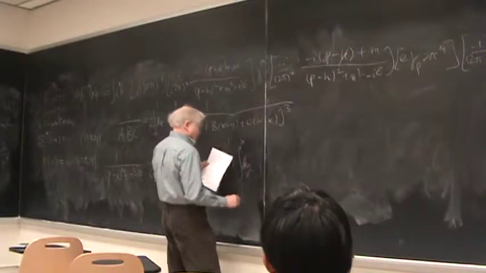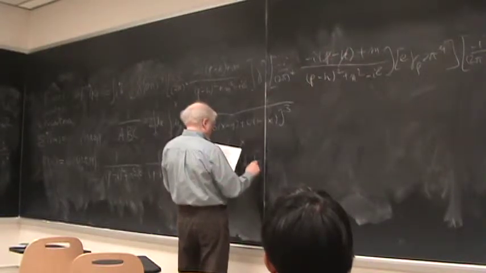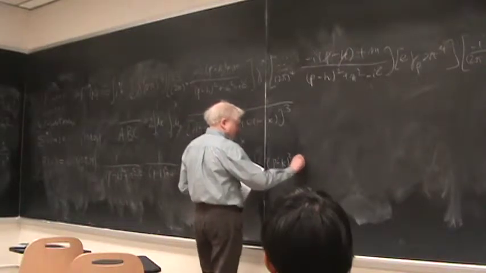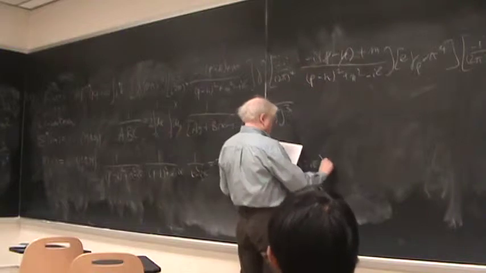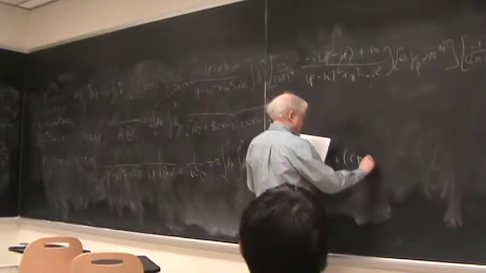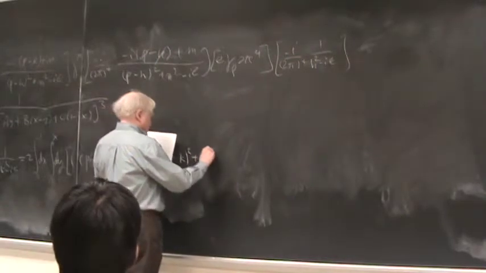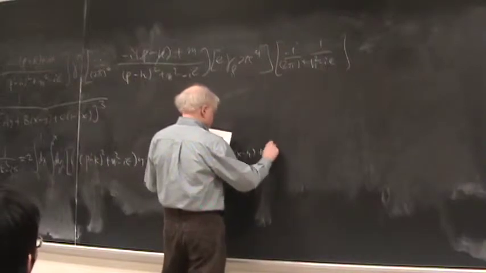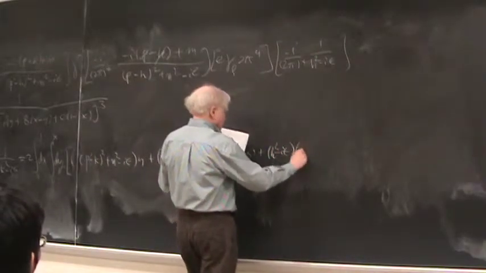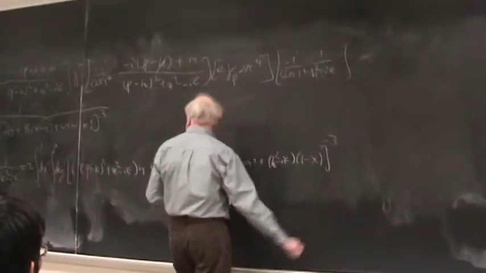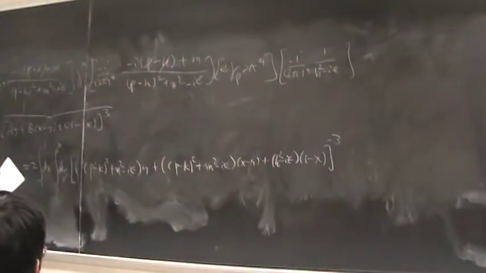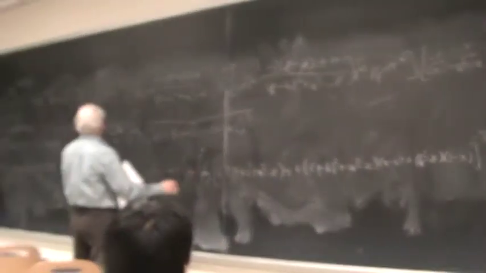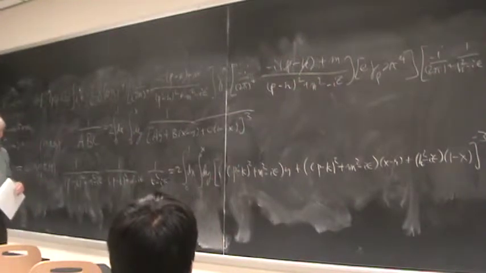Okay. And so this thing is a big denominator. (p prime minus k) squared plus m squared minus i epsilon times y, plus (p minus k) squared plus m squared minus i epsilon times (x minus y), plus k squared minus i epsilon times (1 minus x), all cubed. Okay, so that's what the denominators are. And so we replace the denominators, apply this integral, and now we have an integral d4k, and then dx dy.